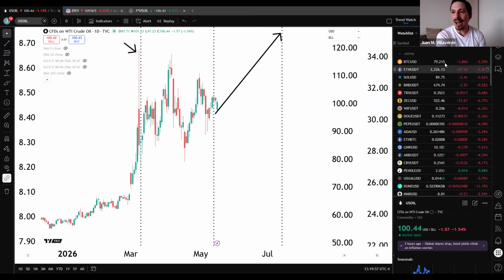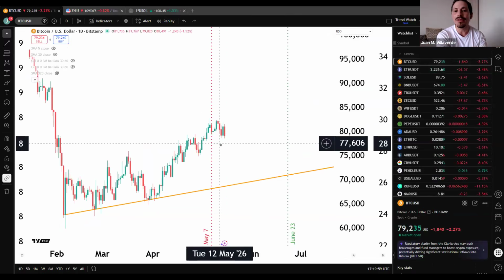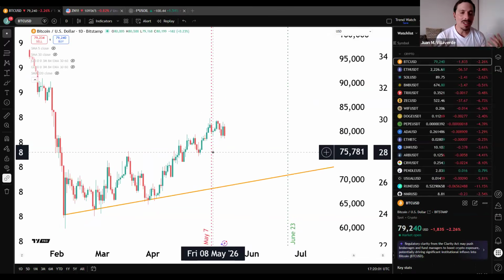Crypto is the opposite. We're in the opposite situation. We're in a time window for a correction. So you're not going to see any squeeze. You're not going to see any parabolic move. You're not going to see any of that. What you're going to see is the price go down.